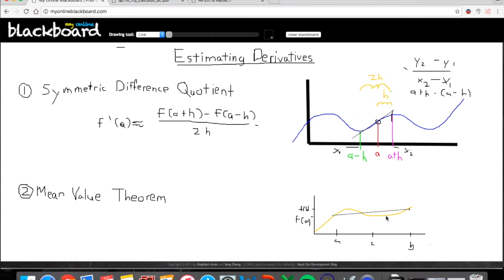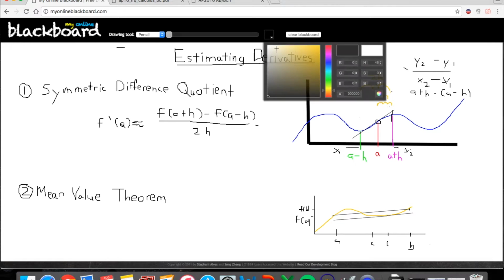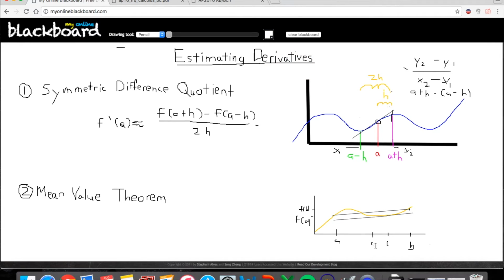So let's try and find it. And I would say it's like right over here. It would be parallel. As you can see, that looks pretty parallel. I think the point C would be actually over here. Either way, that's not important. The point is that you can use this sort of theorem to say that there is some slope here along this line that's equal to the average rate of change.